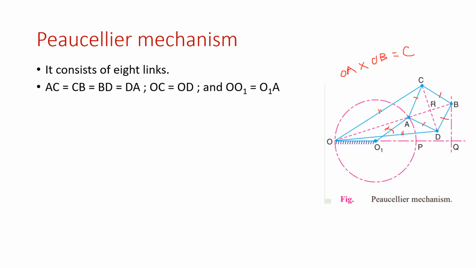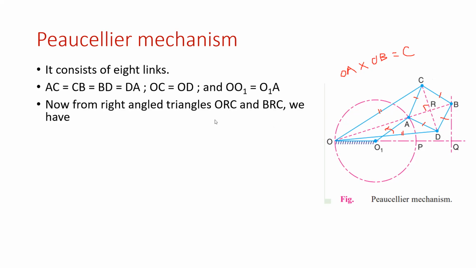Now you consider these two right angle triangles: triangle ORC is one, and the second is triangle BRC. In triangle ORC, by Pythagoras theorem, we can write OC square, the diagonal square, is equal to the square of the remaining sides: OR square plus RC square.